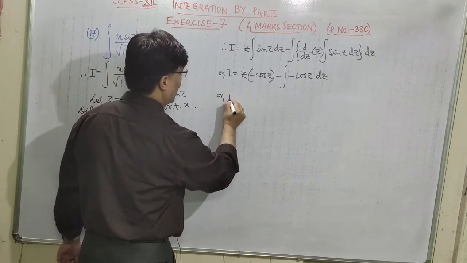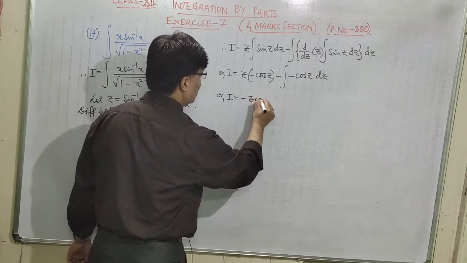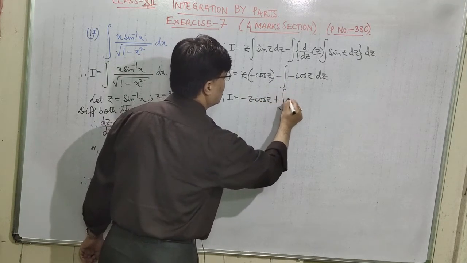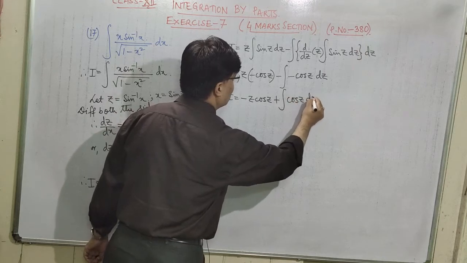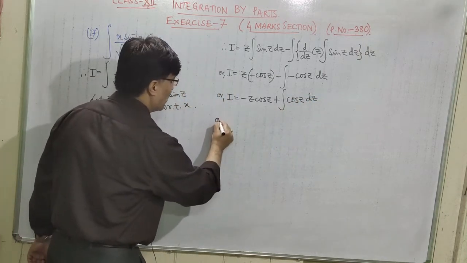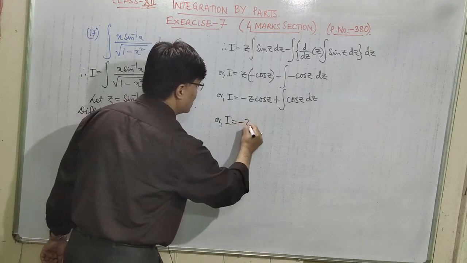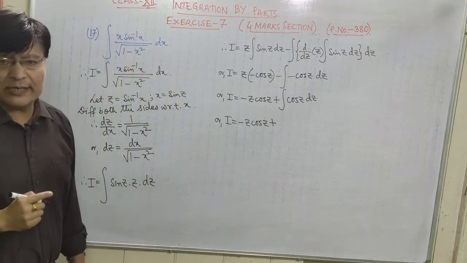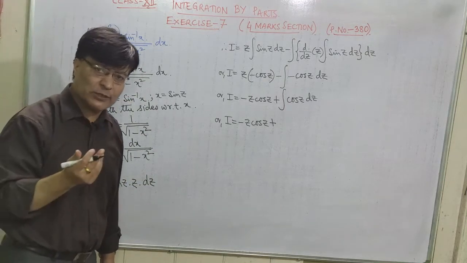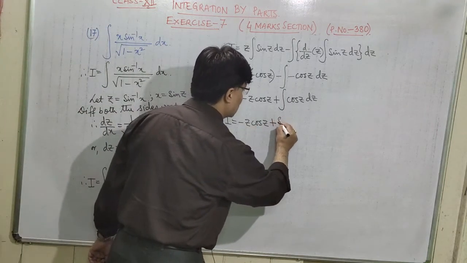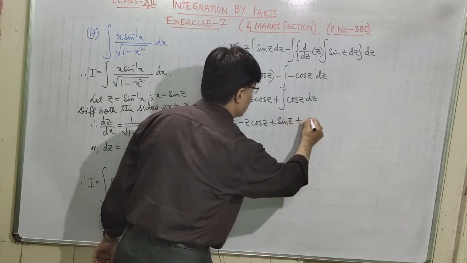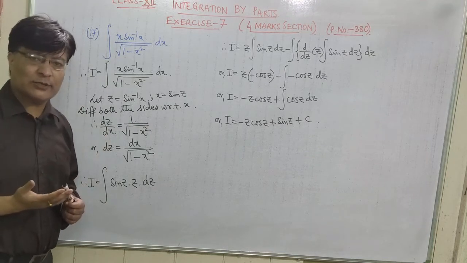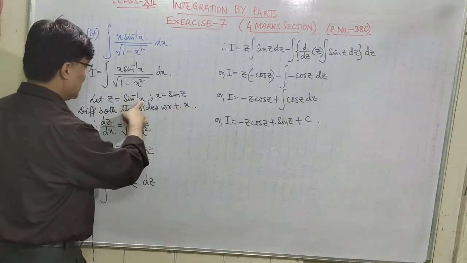So I is equal to minus z cos z, minus into minus, plus integration of cos z dz. Or I is equal to minus z cos z plus, what is the integration of cos z? That is, differentiation of which function is cos z? That is sine z. Sine z plus c. Okay, but you have to write down the answer in terms of x. So what is z in this case? It is sine inverse x.